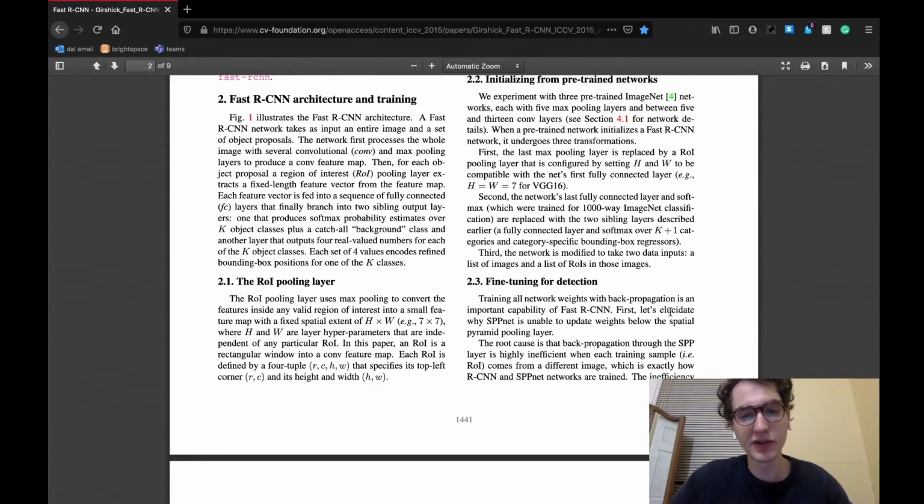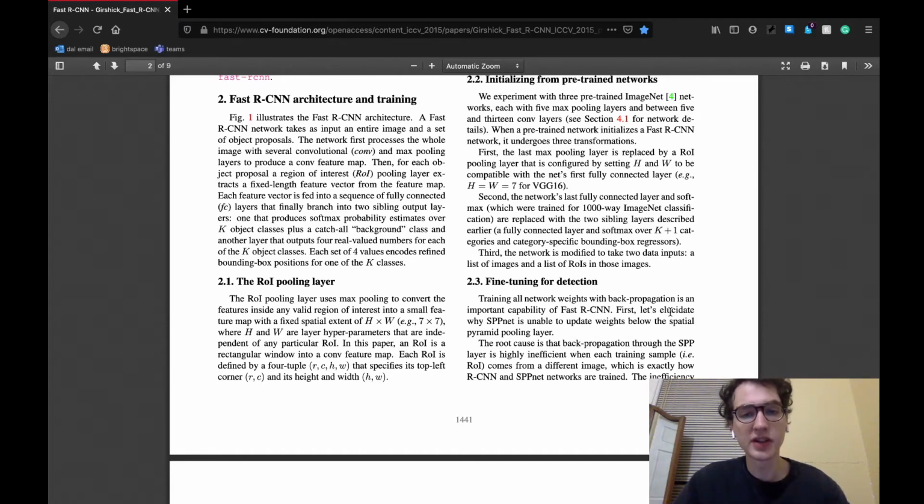The second step is that for each object proposal, a region of interest, known as an ROI, pooling layer extracts a feature vector from that original feature map in step 1. Each of these feature vectors from step 2 are fed into a set of fully connected layers that branch out into two outputs.